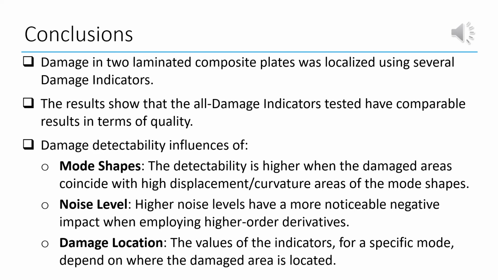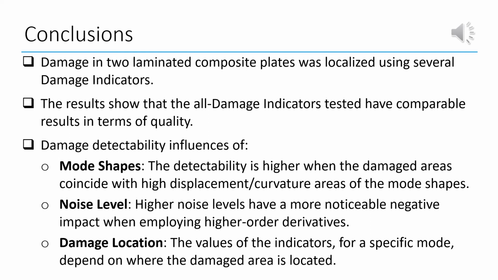As we have seen, several damage indicators found in the literature were used to localize damage in 2 laminated composite plates. The results with all damage indicators are comparable in terms of quality, in particular, if the level of noise is low. It was found that the detectability is higher when the damaged areas coincide with areas where there is high displacement, or curvature areas. The damage indicators based on higher order derivatives are more sensitive to noise, having a noticeable negative impact.